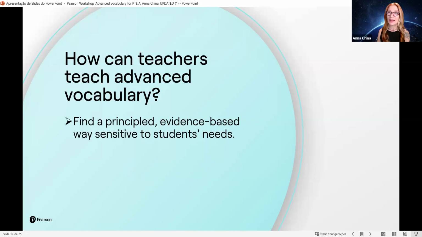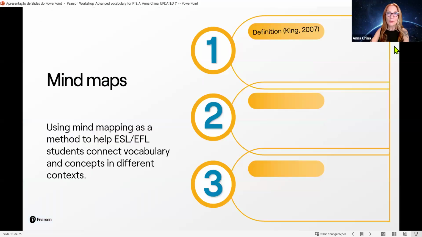Kahoot is a great way. So there are many elements that you can use, many different technological resources that can help you too for advanced vocabulary. So mind maps is one way that I've been teaching students how to do and work with mind maps.